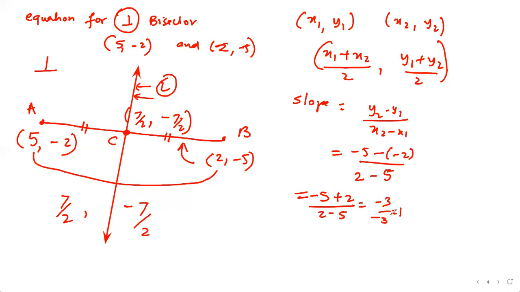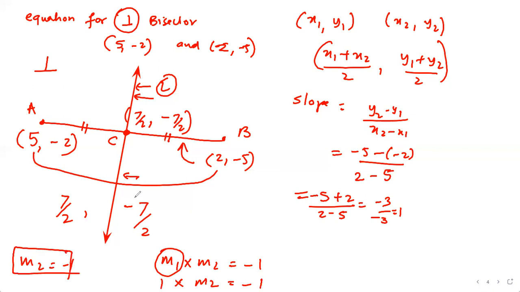So the slope of this line AB is 1. Now what will be the slope of the perpendicular line? m1 times m2 is negative 1. Since the slope of this line is 1, 1 times m2 is negative 1. So m2, the perpendicular line, will have the slope of negative 1. So the slope of the line L is negative 1.